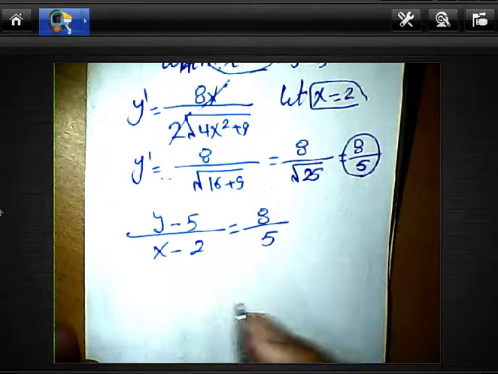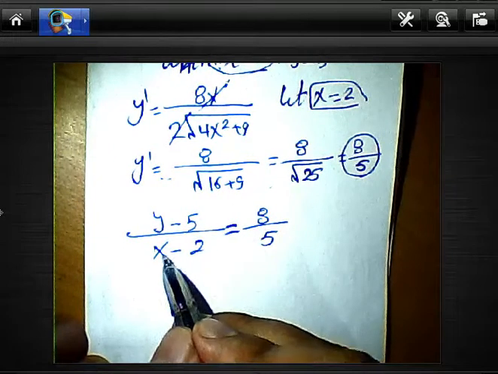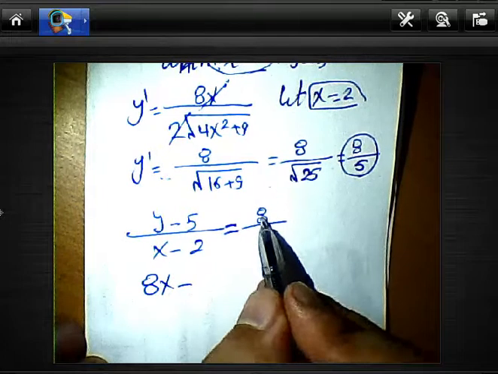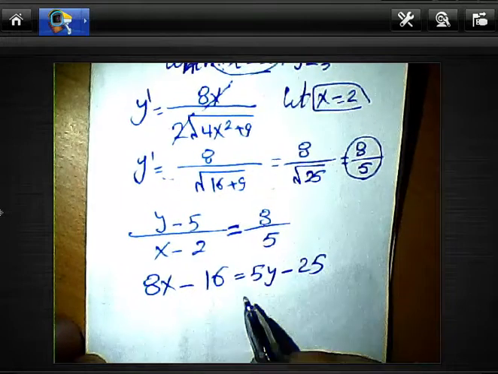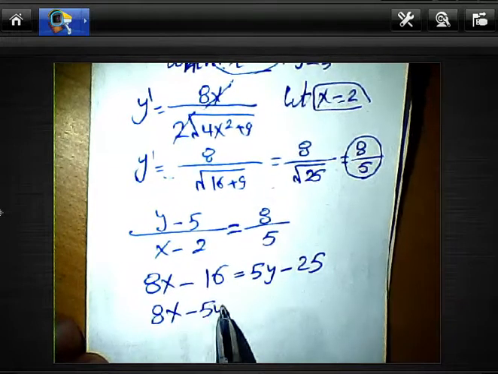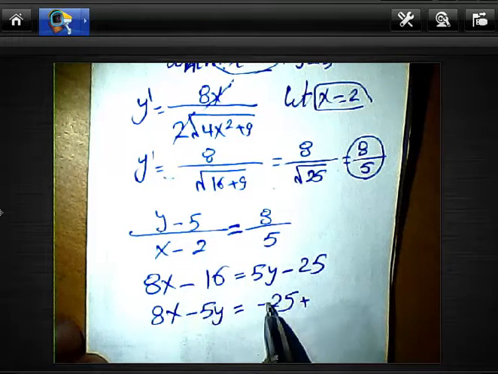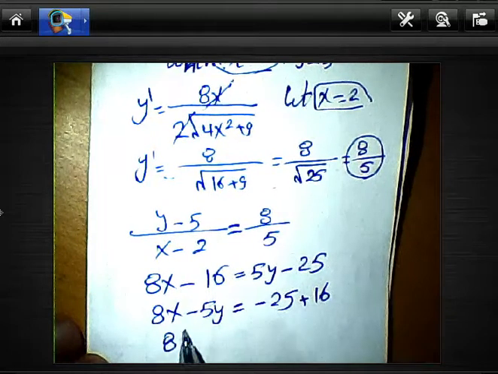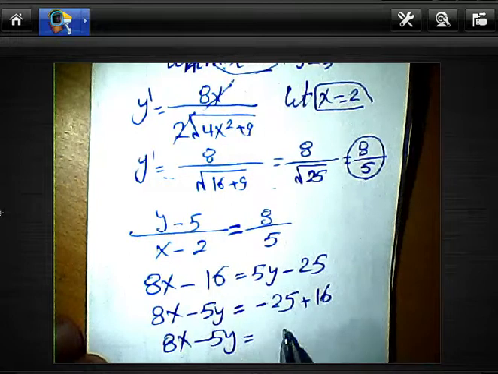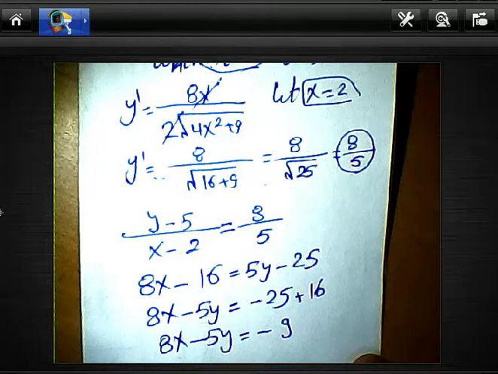And we can simplify it by using the product of extremes equals the product of means. 8 multiplied by x equals 8x, subtract 8 times 2 equals 16, equals 5 times y, 5y subtract 25. 8x subtract 5y equals negative 25, plus 16, it will be positive because we move it from the left hand side to the right hand side. So we can write 8x subtract 5y equals negative 9. So the result will be 8x subtract 5y equals negative 9. It's the equation.